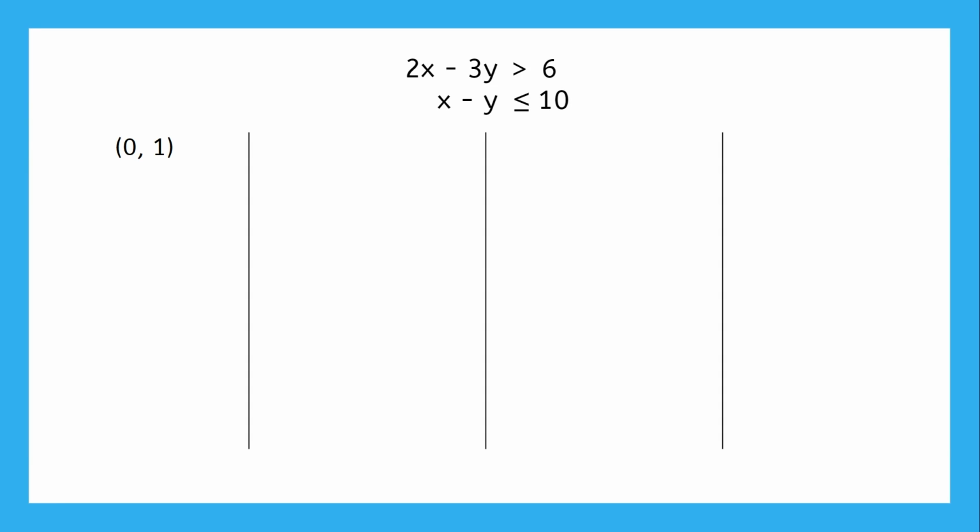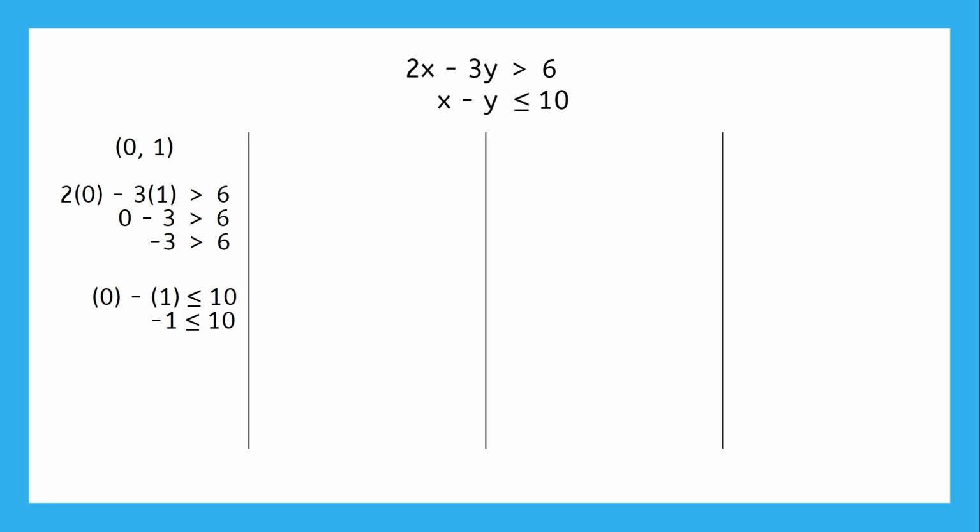Graphs are great for finding lots of solutions quickly, but what if you don't have a graph? Well, that's easy. We do it the same way we did with systems of equations. Plug in the point into both inequalities and see if it works for both. 2 times 0 is 0, minus 3 times 1 is 3, and 0 minus 3 is -3. In the second inequality, 0 minus 1 is -1.